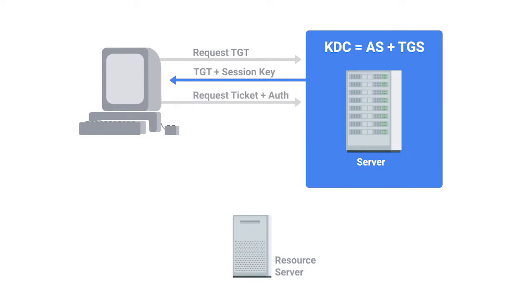This is done by sending a message to the ticket granting service with the encrypted ticket granting ticket received from the AS earlier, along with the service name or ID the client is requesting access to. The client also sends a message containing an authenticator, which has the client ID and a timestamp that's encrypted with the client ticket granting ticket session key from the AS.